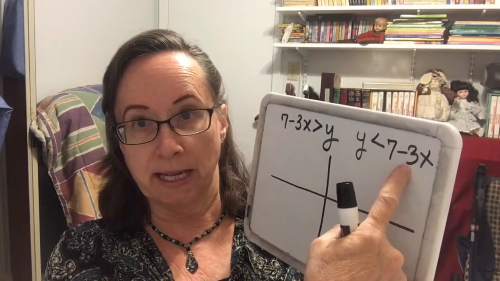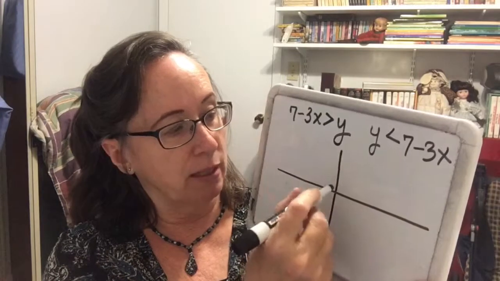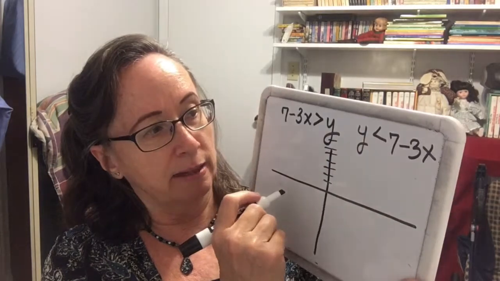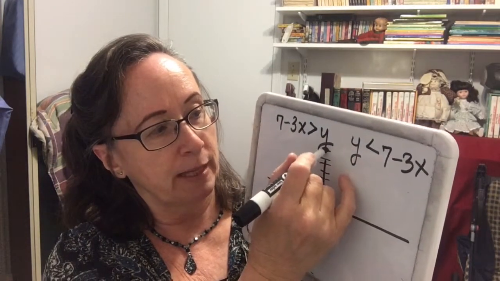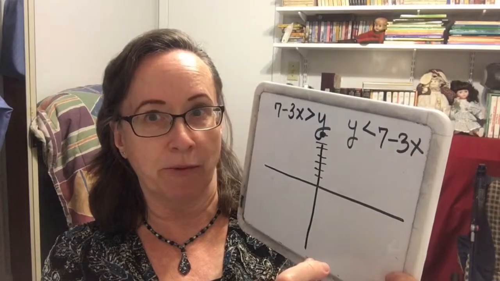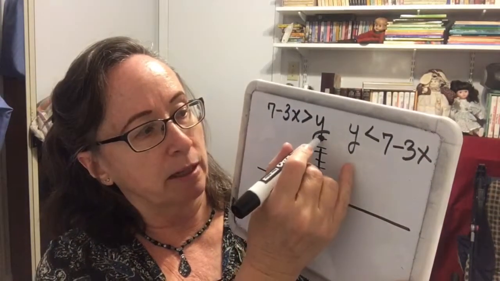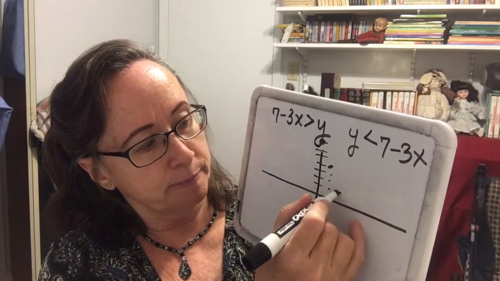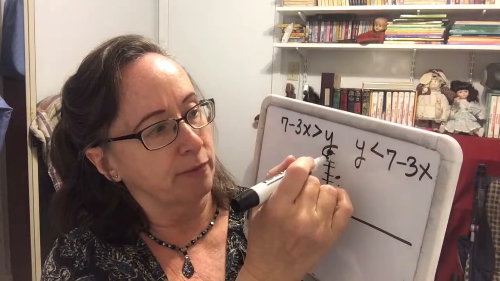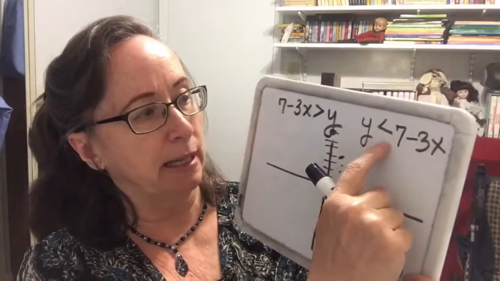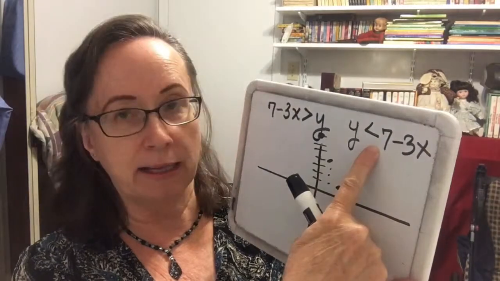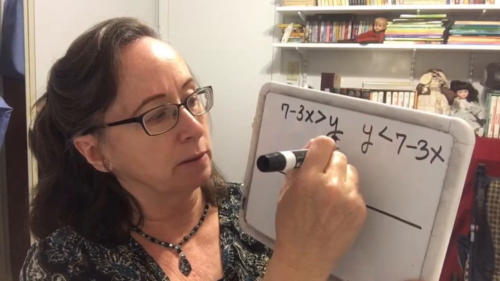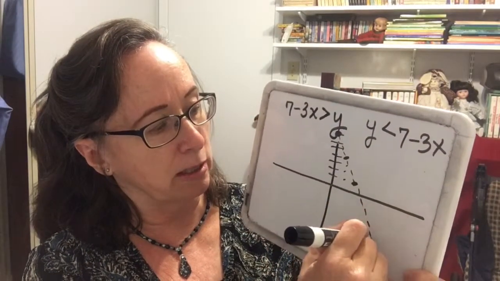I do know my slope is -3, and I know my y-intercept is 7. So 1, 2, 3, 4, 5, 6, 7 is my y-intercept right there. And then my slope is down 3 over 1. So I'm going to go down 1, 2, 3 over 1, and graph that line. Now this line is going to be dashed because there's no equal underneath. So less than, but not equal to. So I'm going to make this a dashed line.